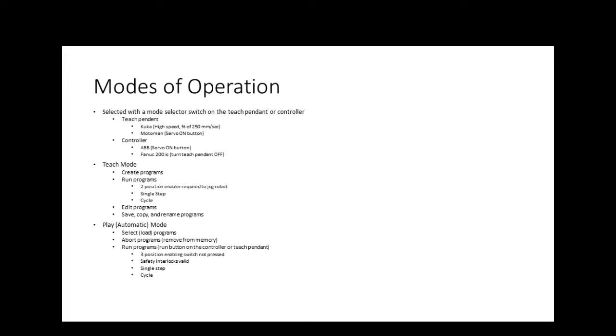So the next mode we have is, we'll call it play automatic mode. This is a little different. Here you can select programs. You can abort programs, which means remove them from memory. If you abort a program, you're not going to delete it off the mass storage device. You're going to delete it out of the memory of the computer.